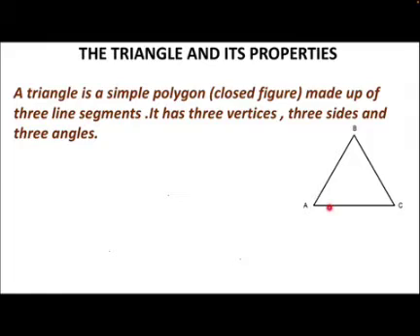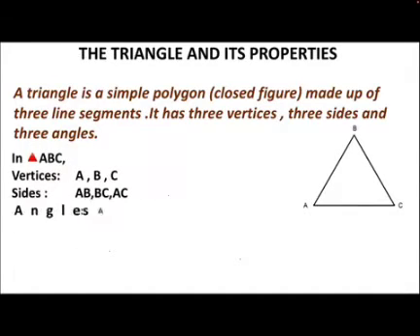Angle A, that is angle BAC, angle ABC and angle ACB. So these are the basics of triangles. Now the side opposite to vertex B is this. The side opposite to that is AC. The side opposite to vertex C is AB. And the side opposite to A is BC. I think this you all know.